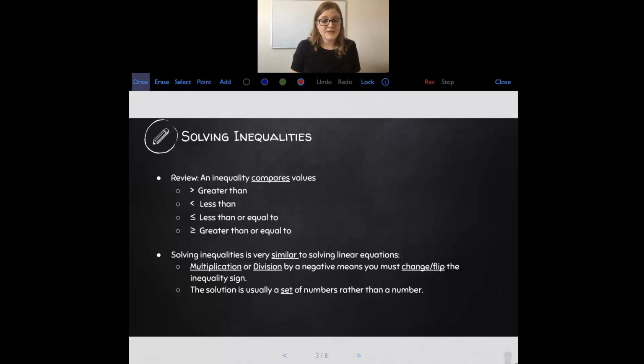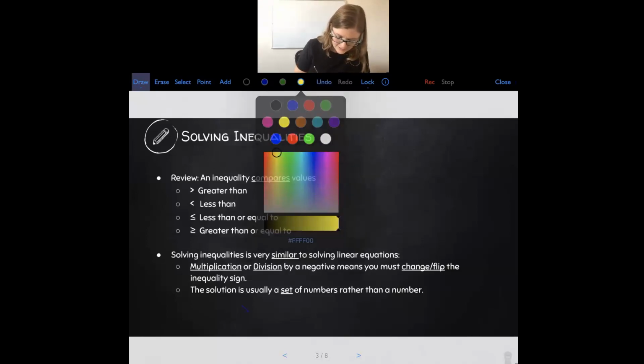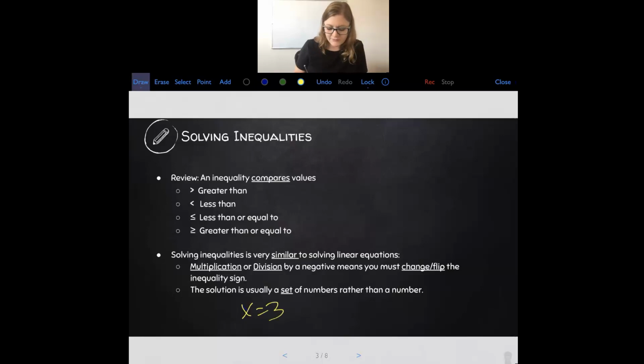The other piece that we need to remember is that the solution is usually a set of numbers rather than just a number. So when we solve equations, for instance, we might get something like x equals 3. But when we solve inequalities, we'll most likely get x greater than 3 or greater than or equal to, whatever the starting symbol was or whatever happens to it as we're solving, but it's usually more than one number rather than just a single number, like solving an equation.